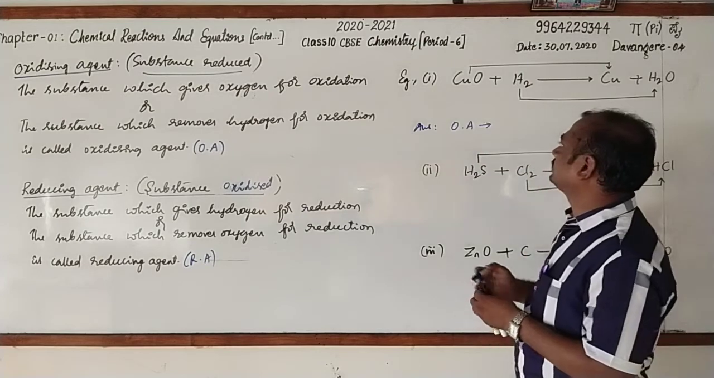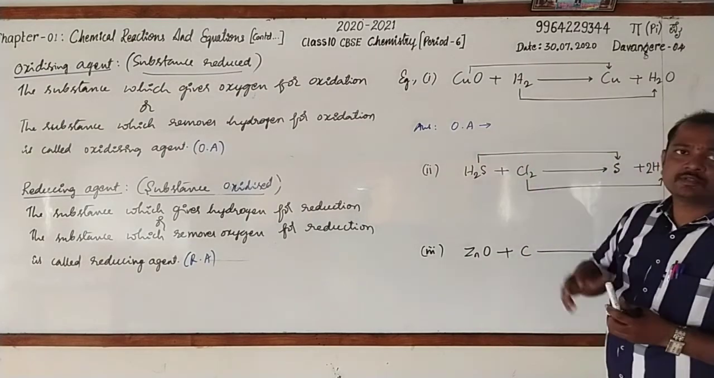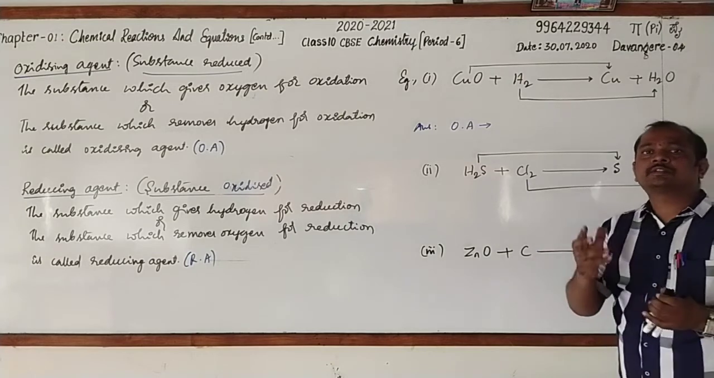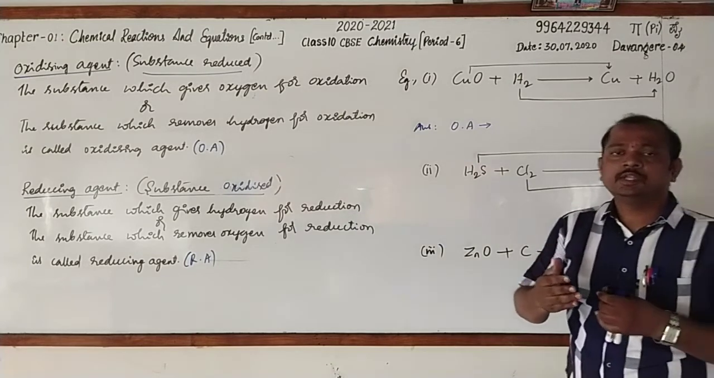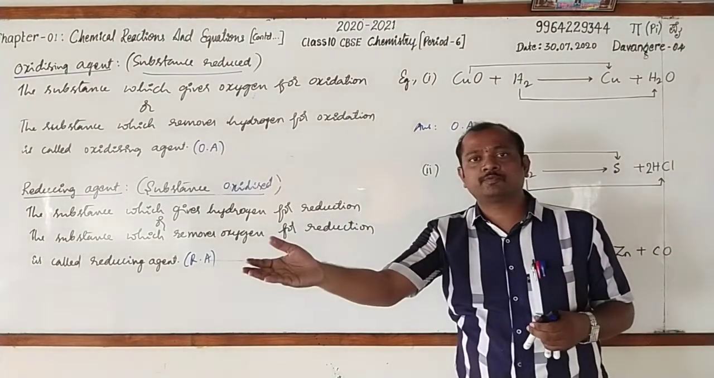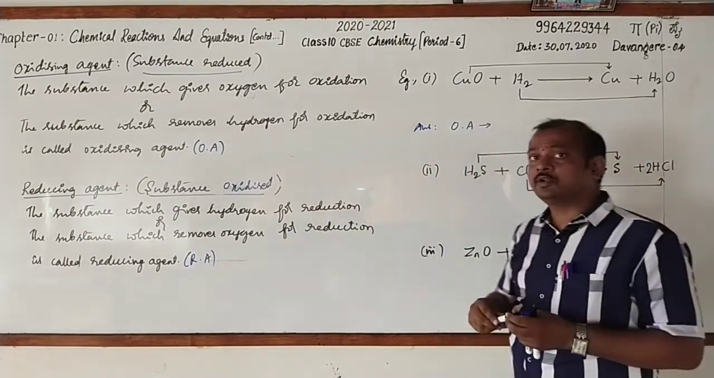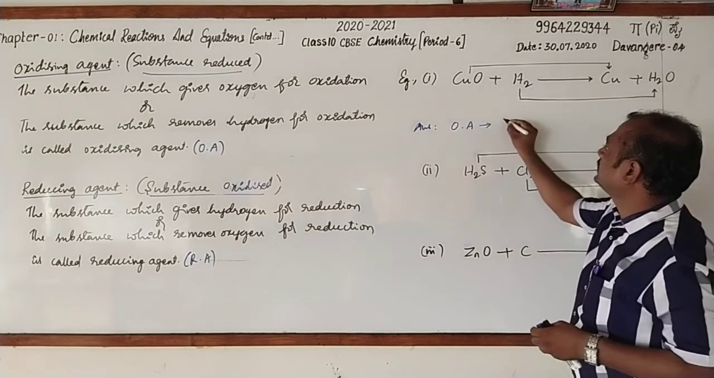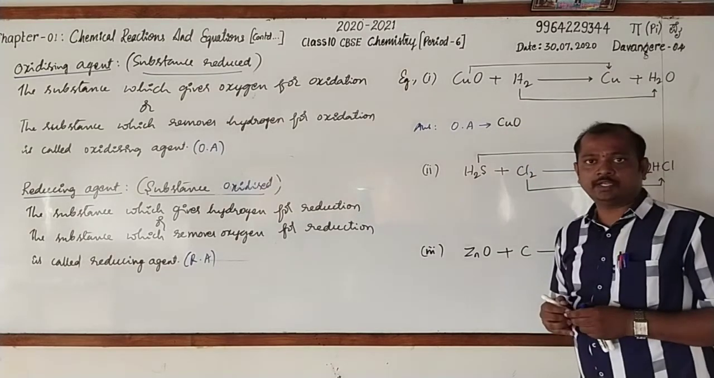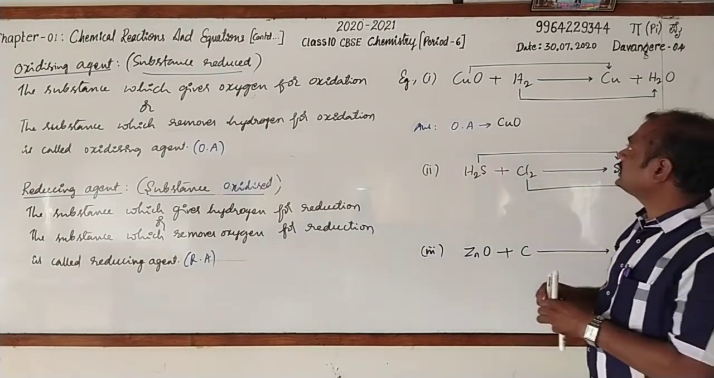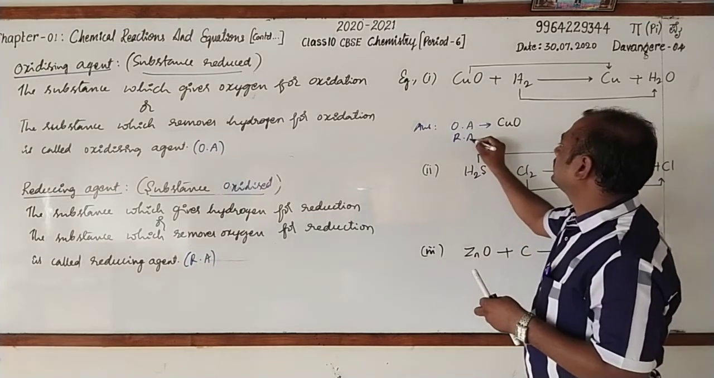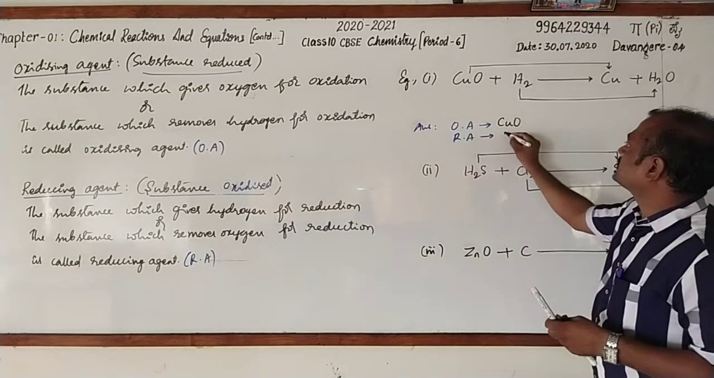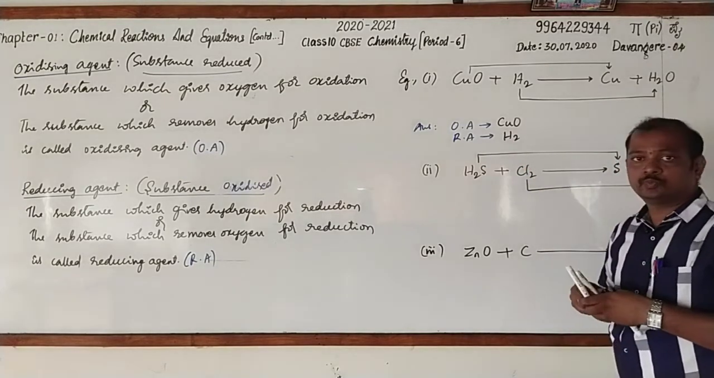Oxidizing agent, could you tell? Very simple, you just observe the reactant side, and the substance which has oxygen is able to give the oxygen for oxidation. That is called oxidizing agent, which is CuO, right? Then which is the reducing agent? Obviously, the remaining one will be the reducing agent, that is H2.